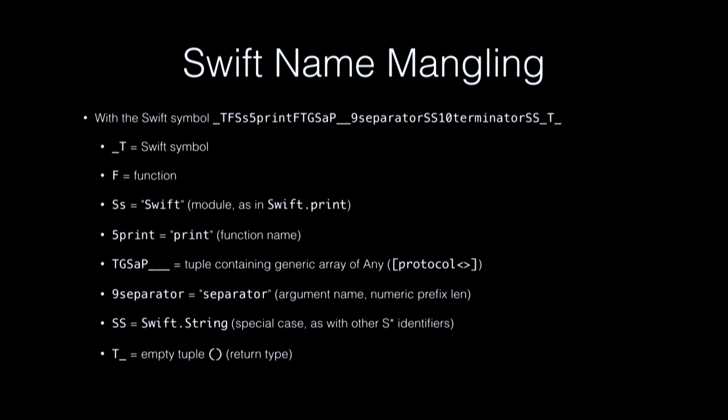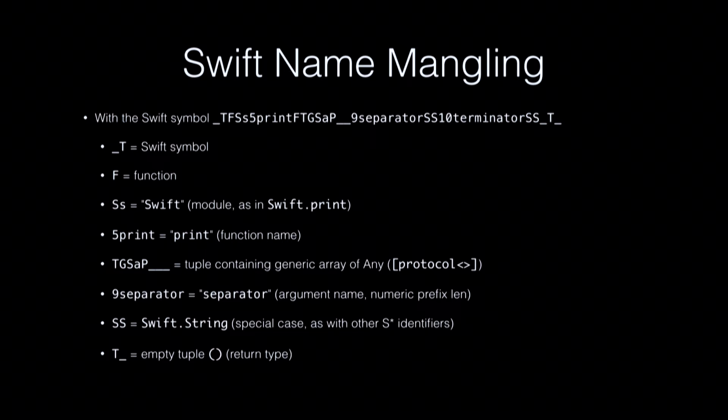F stands for function type, SS, capital S, small s, stands for a Swift string. In fact, most of the things with capital S have specific meanings of the kind of things that you need to use a lot of in Swift so that they can compress it even further. 5 print, so that's print 5 characters long.